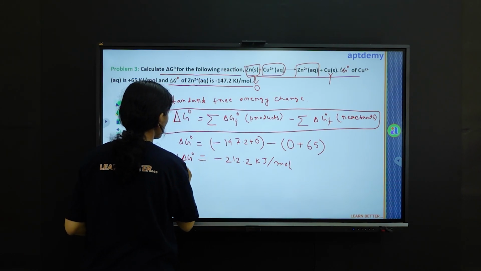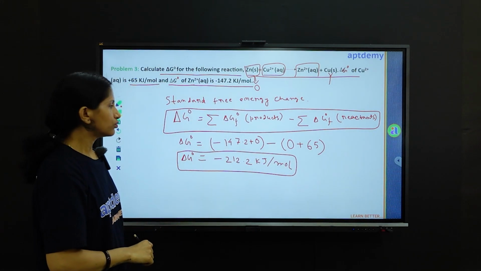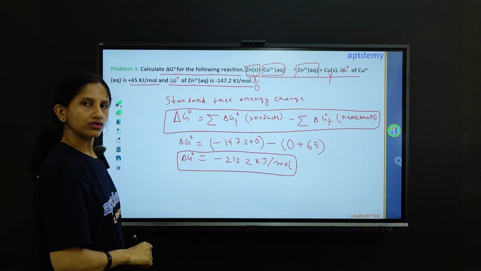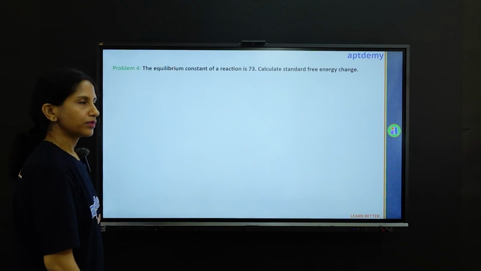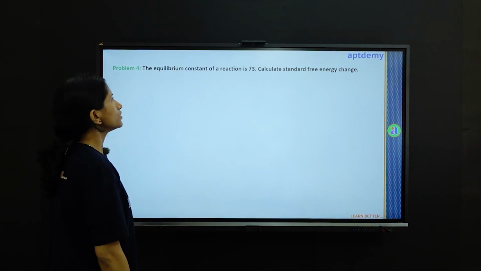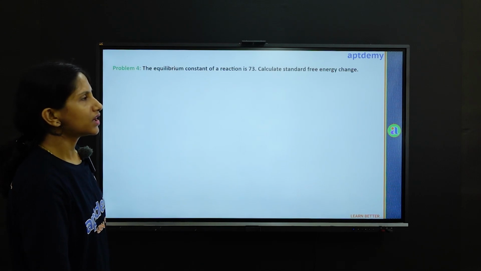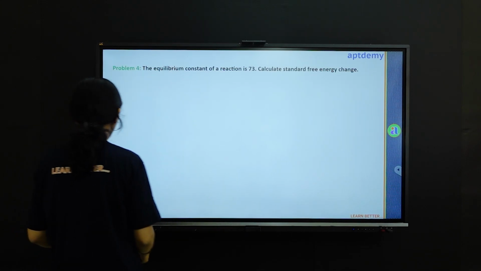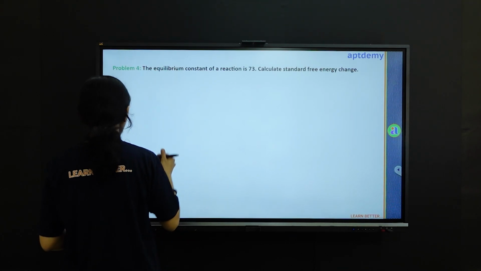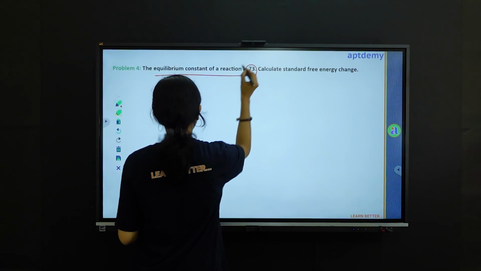So ΔG° for the given reaction is minus 212.2 kilojoule per mole. Now let's move on to the next problem. Problem 4 is saying the equilibrium constant of a reaction is 73. Calculate the standard free energy change. For this, the equilibrium constant value is given as 73.